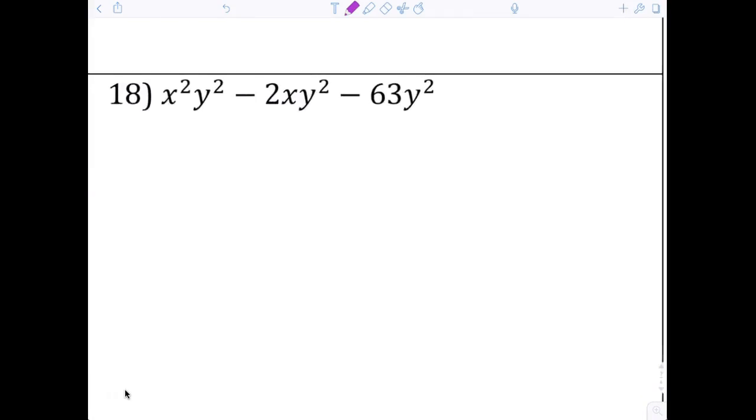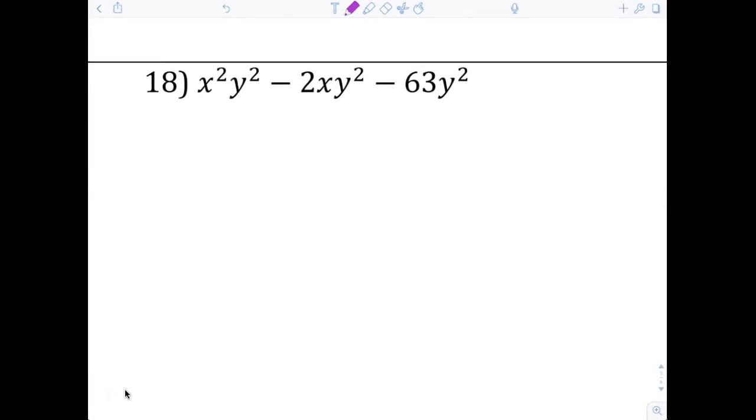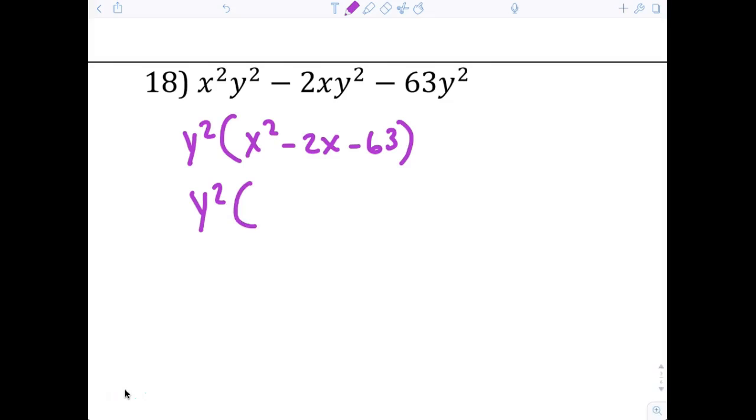All right, let's check out 18. We're almost done. Okay. What's common, Connor? Y squared. Go ahead, tell me. And it's x squared and negative 2x minus 63. Beautiful. Good.